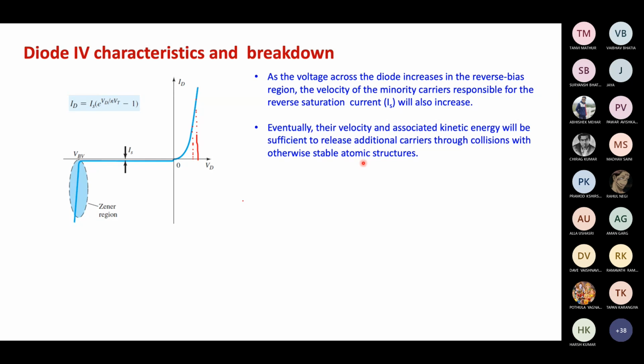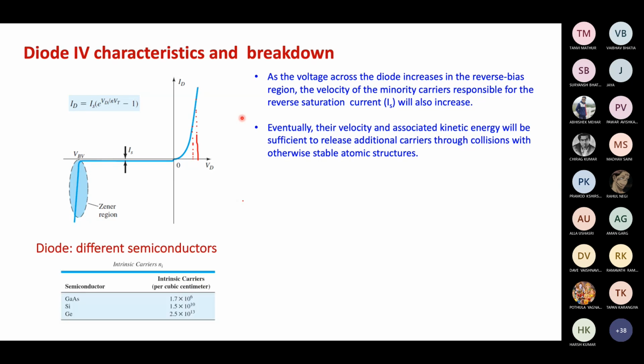In the previous class, we also saw that there could be two types of breakdown in the diodes. One is because of the tunneling of electrons from N side to the P side, and second is because of the high energy of the carriers in the system. And these are known as the Zener breakdown or avalanche breakdown.